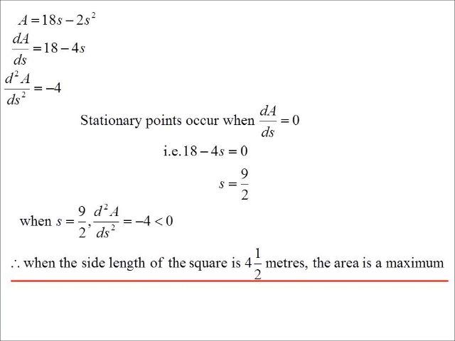Notice I didn't bother working out the area. The question didn't ask for it. It simply said, what's the length of the square? But I tell you what, that in itself is interesting, because if the length of the side of the square is 4.5 metres, what's the length of the side of the rectangle? They're both squares. It also turns out to be 4.5. And there's that optimization that often happens, that the optimal solution is often the perfect shape.